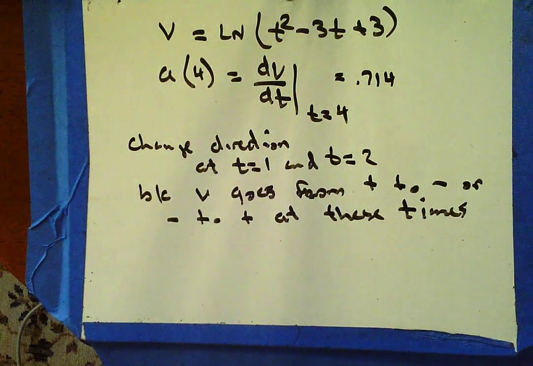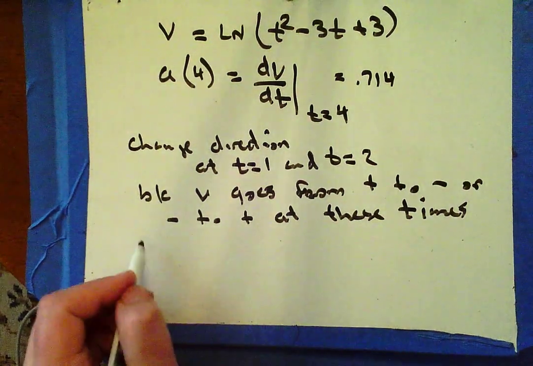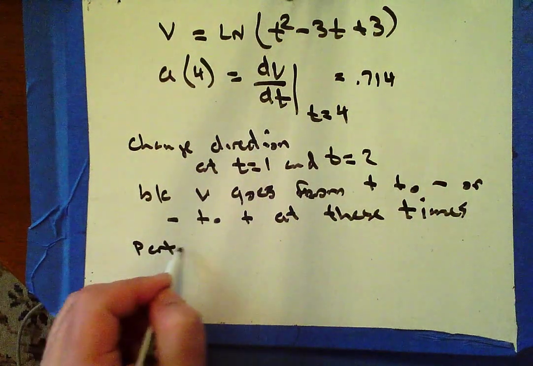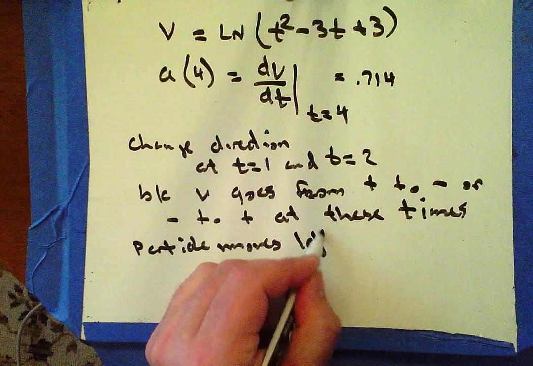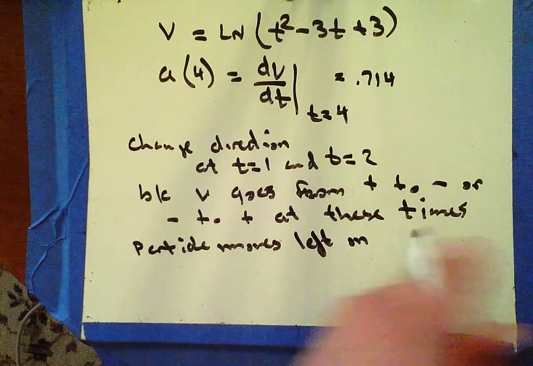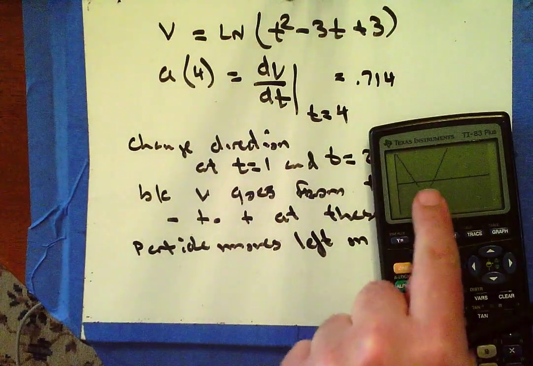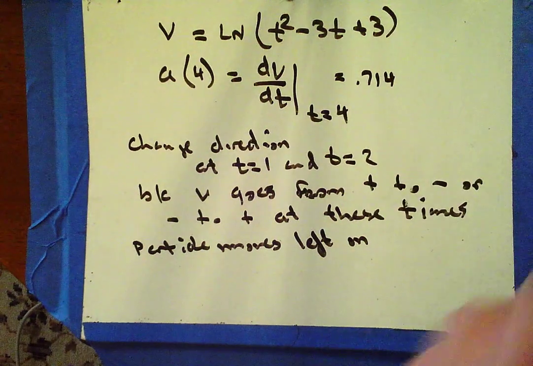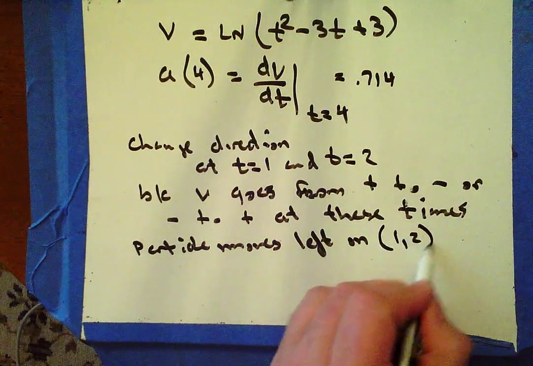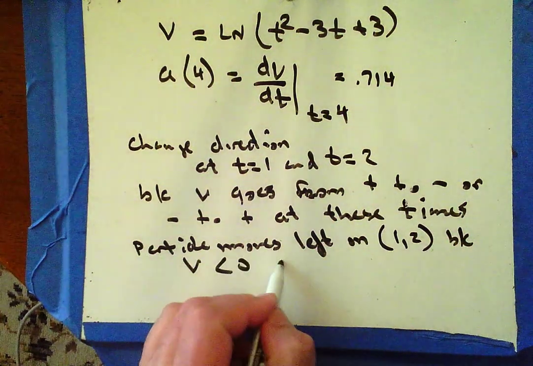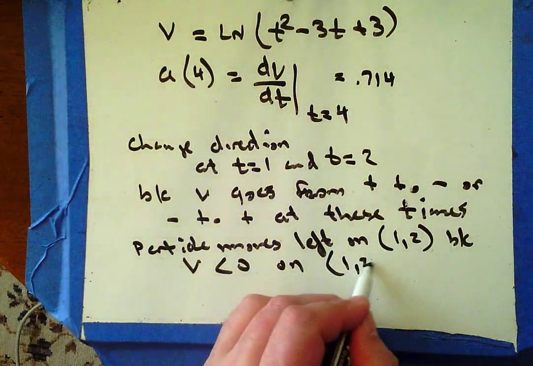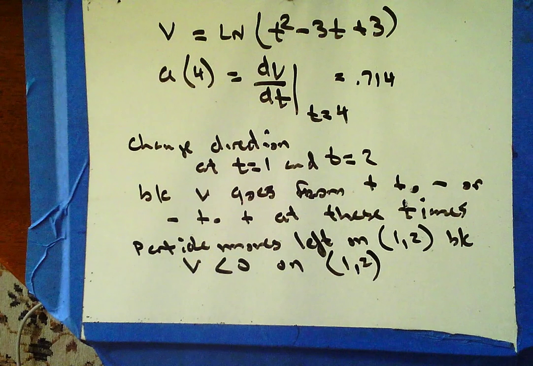During which intervals is the particle traveling to the left? The particle moves left on 1 to 2 because velocity is negative. 1 to 2 because velocity is less than 0 on 1 to 2. Okay, so that's the second part, part B.